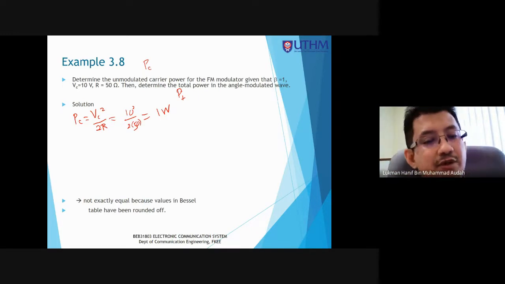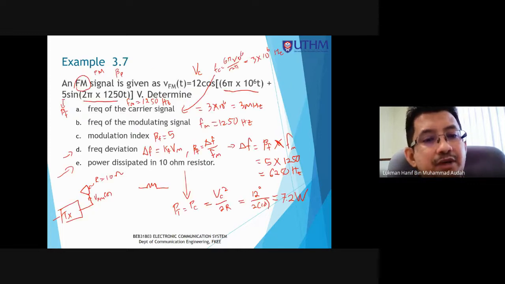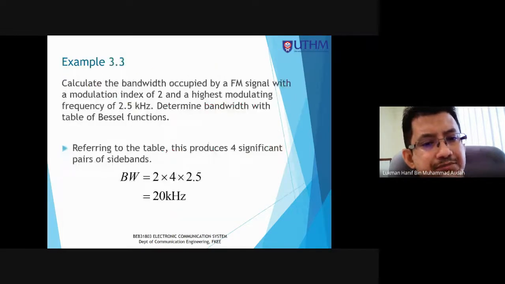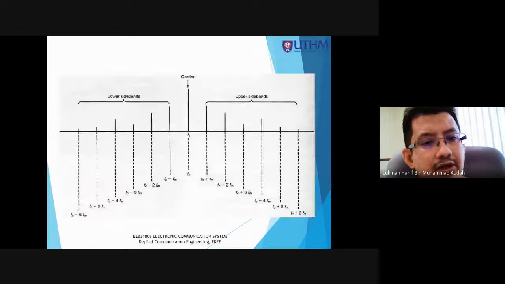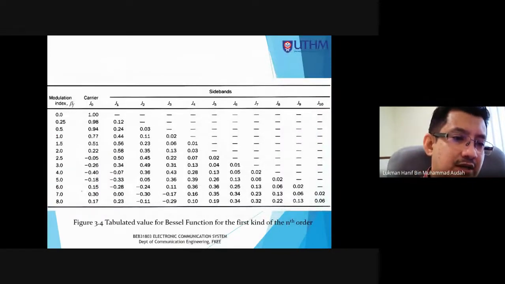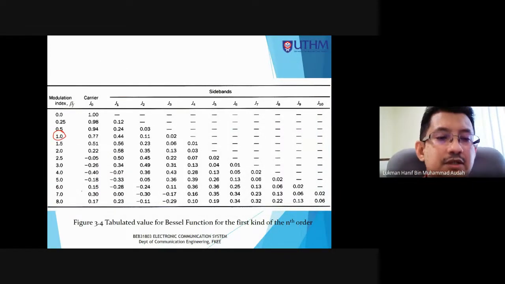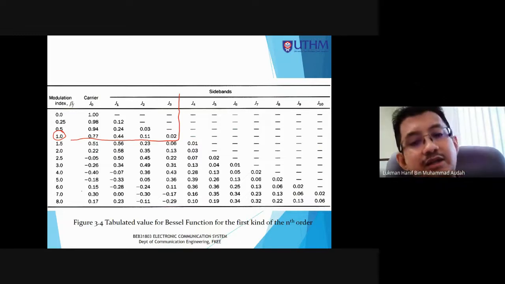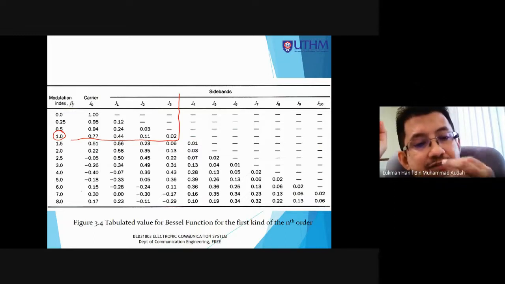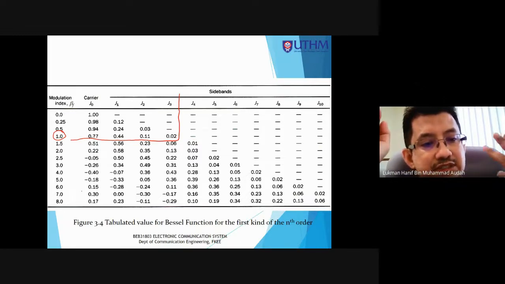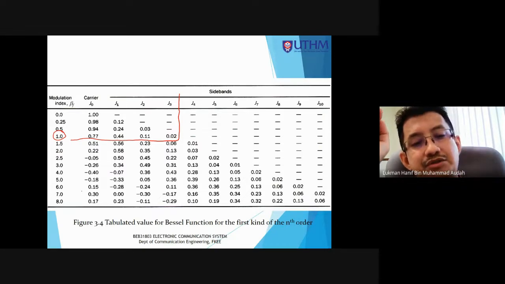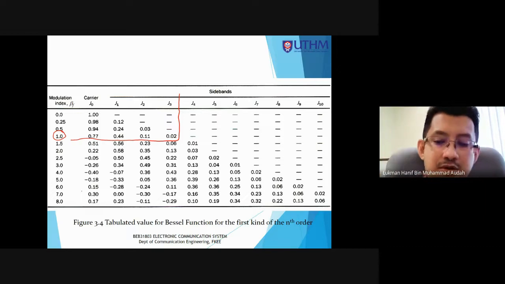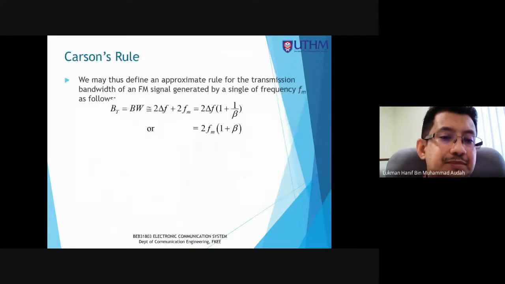So if you refer to the Bessel table, if beta equal to 1, that means we're going to have up to 3 significant sidebands. The values of J are 0.77, 0.44, 0.11 and 0.02. Okay, so go back to the slide.